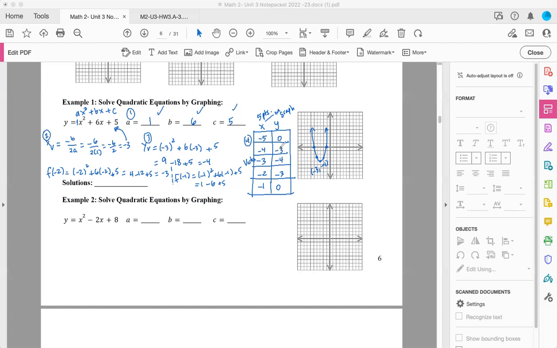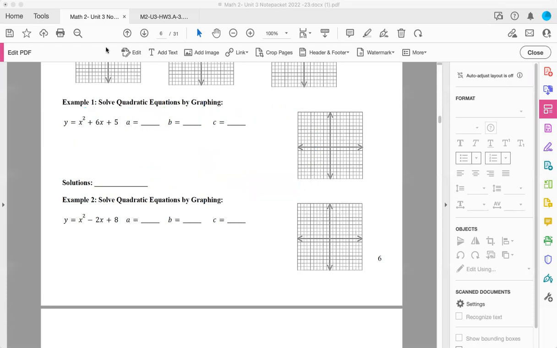If you repeat this process over and over again, that's pretty much all you need to do. All right, so I'll let you try example 2 on your own. You can try that and let me know what you get. You can verify with me in class to make sure that you got it correctly, but just follow these steps, okay? And this is a good practice for you. So this is how you solve by graphing.